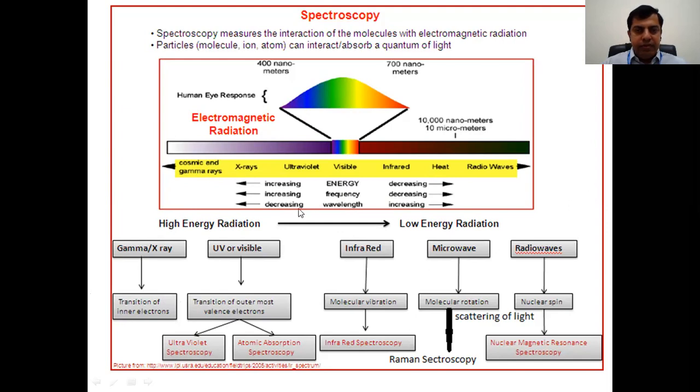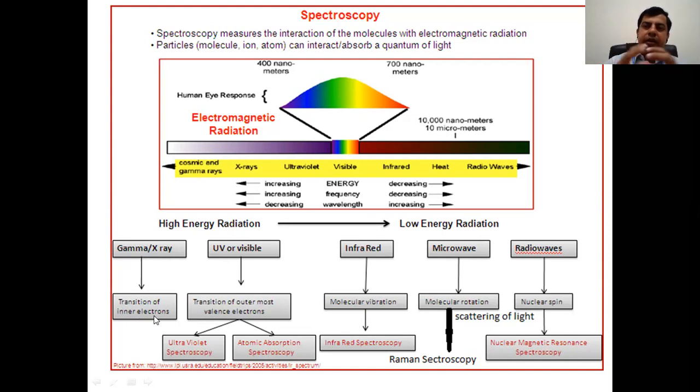If you have a look at the arrangement of the subatomic particles in an atom, these are the nucleus. Nucleus means neutrons and protons, and in the extranuclear part, there are the electrons. Electrons are in different shells, maybe the K shell, L shell, or the M shell. So what is happening with the X-rays? X-rays are due to the transition of the inner electrons.